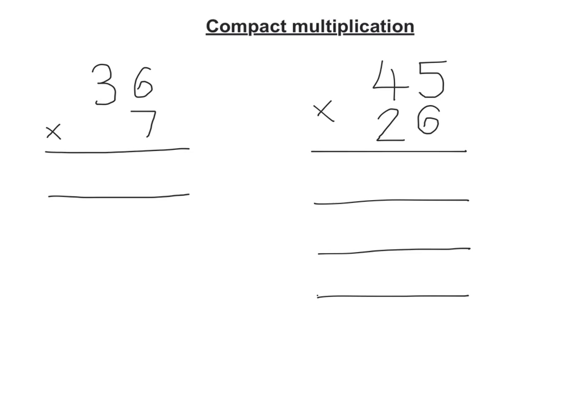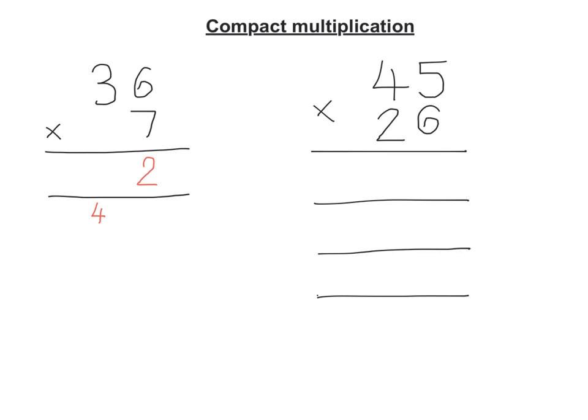Let's look at the method. As before, it is important that the numbers line up equally, so the ones are above the ones, the tens above the tens, and so forth. Let's look at the first example, 36 multiplied by 7. We'll begin with 7 times 6. 7 times 6 is 42. So here, 2 goes in the ones column, and the 4 is regrouped underneath the tens column, making 42.